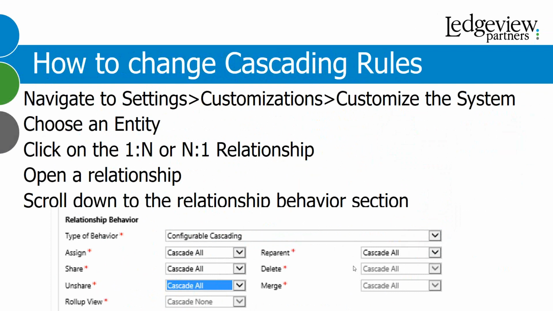One interesting note on delete, there is a remove link option. It simply means it's not going to delete the child record. It's just going to remove that link between the parent and the child. So that's one thing to keep in mind. If you ever see a remove link on delete, that's what that means.